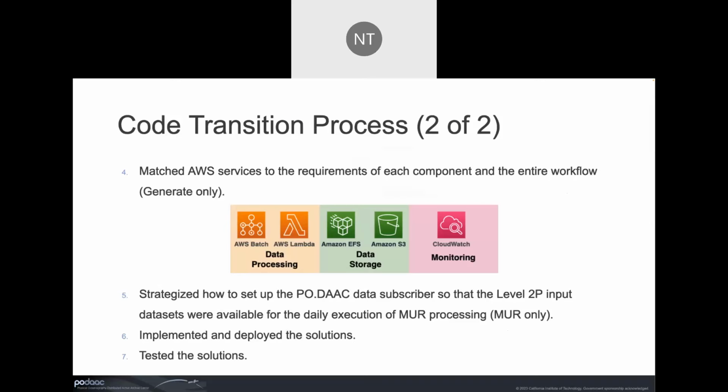In step 6, we implemented and deployed the solutions we defined in step 4 and 5. So for Generate, we use Terraform, which Victoria mentioned is an infrastructure as code tool, to deploy our components and help us keep track of how we configured the AWS services. For Mirror, we copied the code base to a development environment, so we're not impacting the operations environment. We created a GitHub repository to track code changes, and then we strategized the best way to deploy those code changes to the operations environment using the development environment as a test bed.